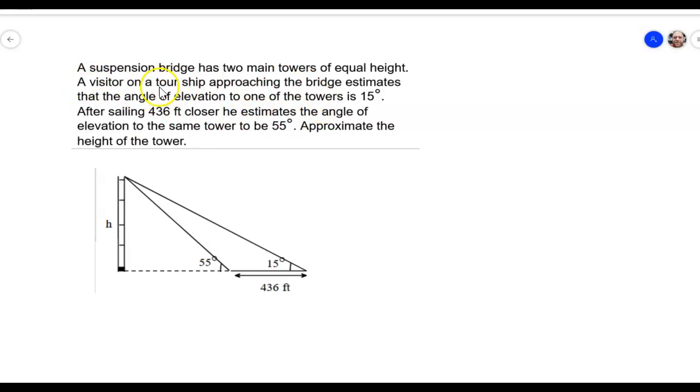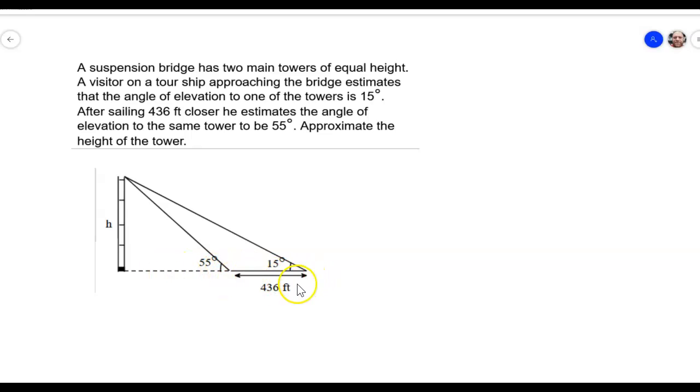So in this one, it says a suspension bridge has two main towers of equal height. A visitor on a tour ship approaching the bridge estimates that the angle of elevation to one of the towers is 15 degrees. Now, angle of elevation is the angle above the horizontal line.